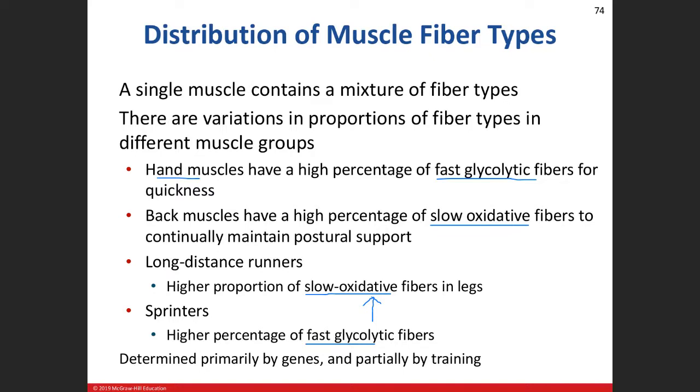Big thing here is this right here. Genes are going to be what primarily determine what type of muscle fiber is predominant in you. You can train and help modify that, but pretty much genetics plays a huge role. I don't have the genes to be an Olympic sprinter. I just don't have the muscle fibers for it.